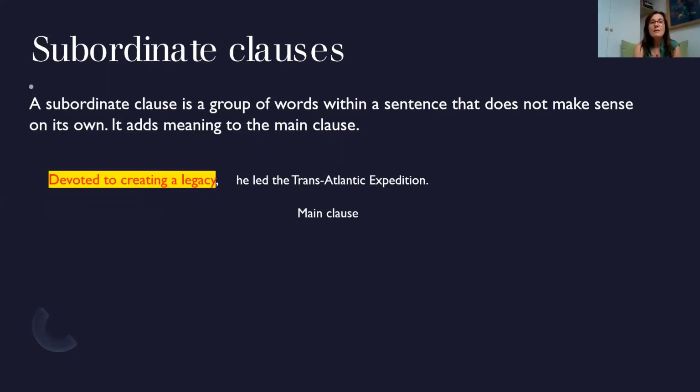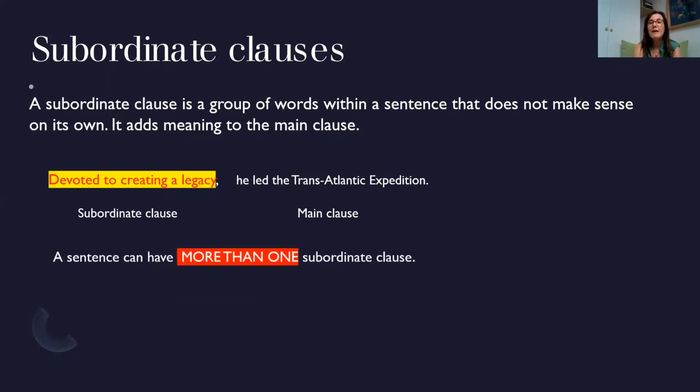Now we've added a subordinate clause, devoted to creating a legacy. Does that make sense on its own? No. It depends on the main clause to make its total sense. So it adds meaning to the main clause. It does not make sense on its own. And we can notice there's also a verb there, which is creating. So it's a subordinate clause.